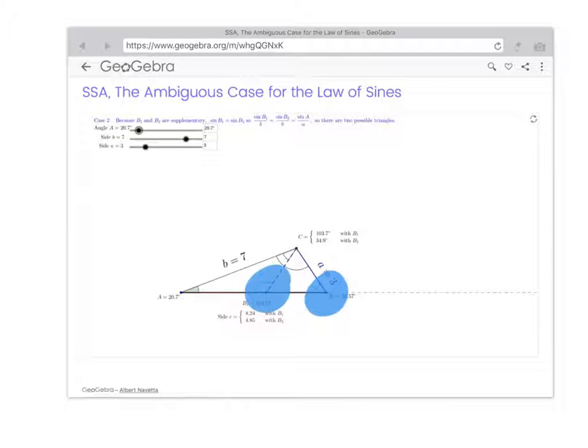So we're going to go ahead and try some examples, but I just wanted to give you a quick demo of what it looks like and why there are some that have 2 triangles and why there are some that only have 1 triangle. And then why there are some that have no triangles at all.